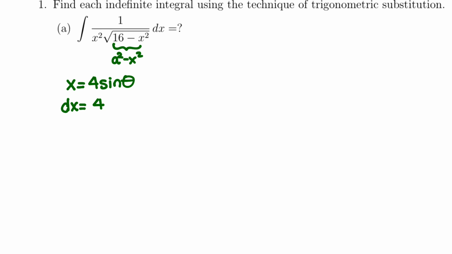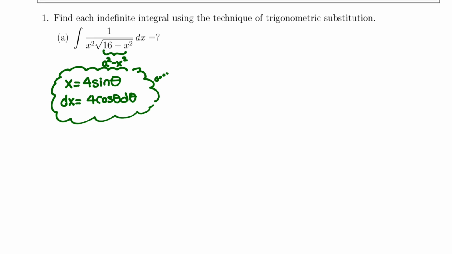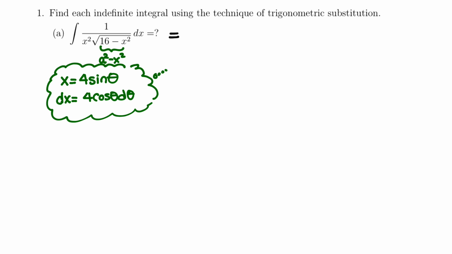Here we go. Derivative, dx, derivative of sine. Maddie, you want to help me out? It is 4 cosine theta d theta. Awesome. That's our thinking box. We are going to make that substitution. Everywhere you see an x, you're going to replace with 4 sine theta. And everywhere you see dx, which is one place, you're going to put 4 cosine theta d theta. Let's see what happens as we do that.